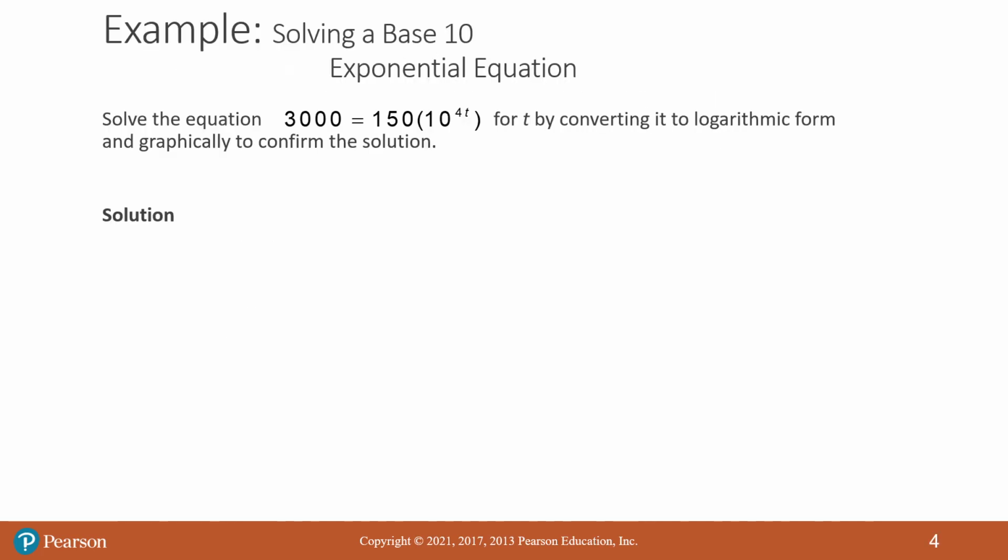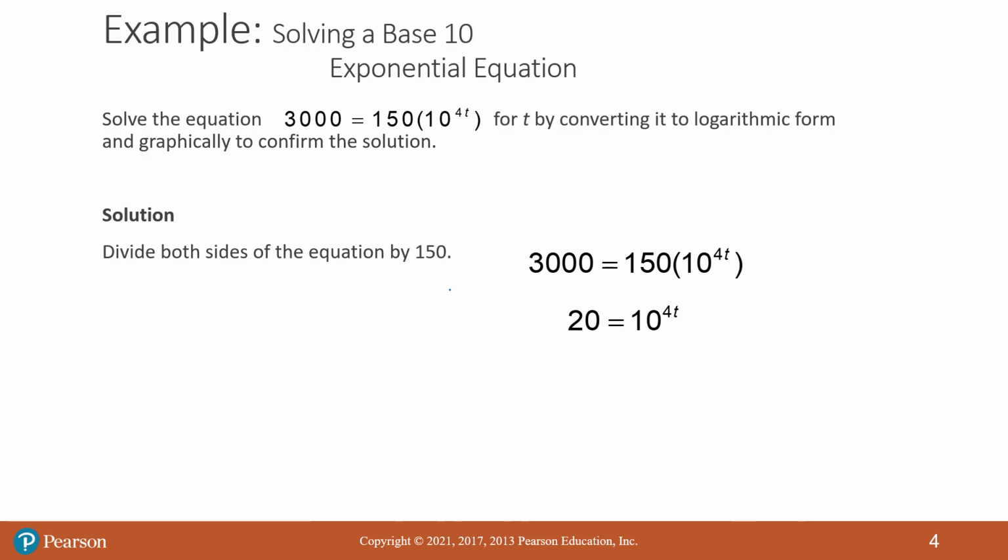It says let's solve the equation 3000 equals 150 times 10 raised to the 4t for t, by converting it to logarithmic form and graphically to confirm the solution. So first thing we're going to do is divide both sides by 150. Okay, so if our original equation is 3000 equals 150 times 10 raised to the 4t, first thing we're doing, dividing both sides by 150. If we do that, we get 20 equals 10 raised to the 4t.